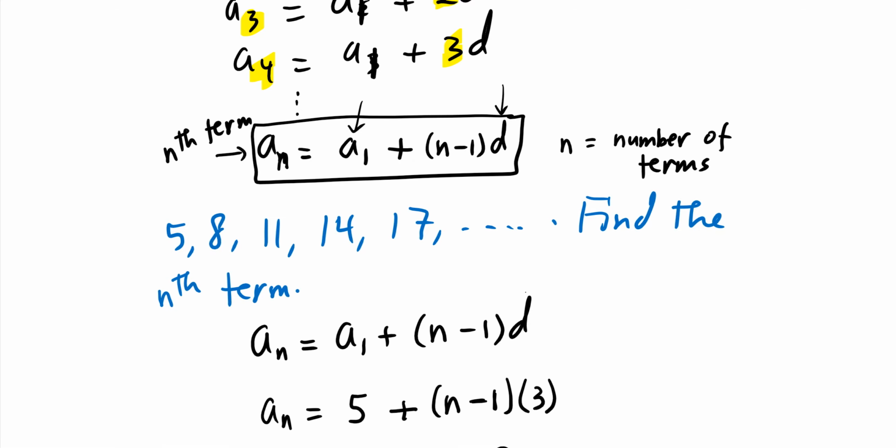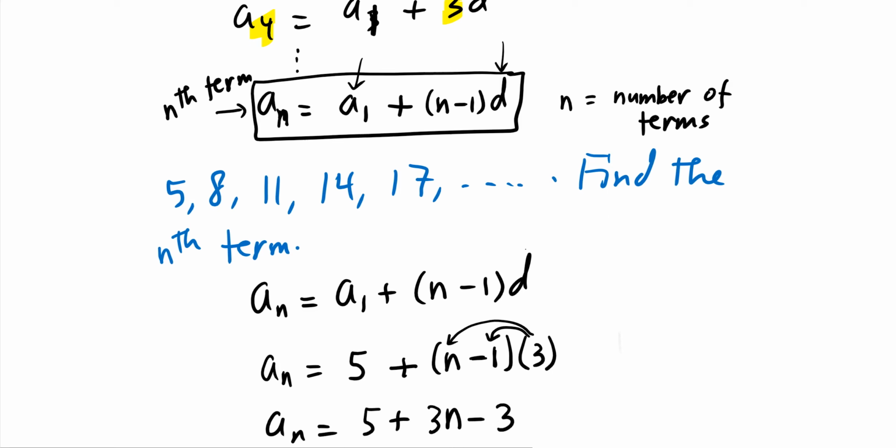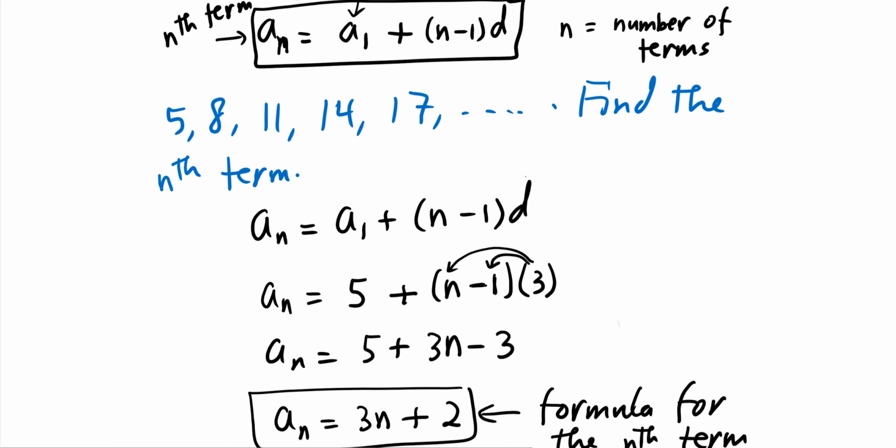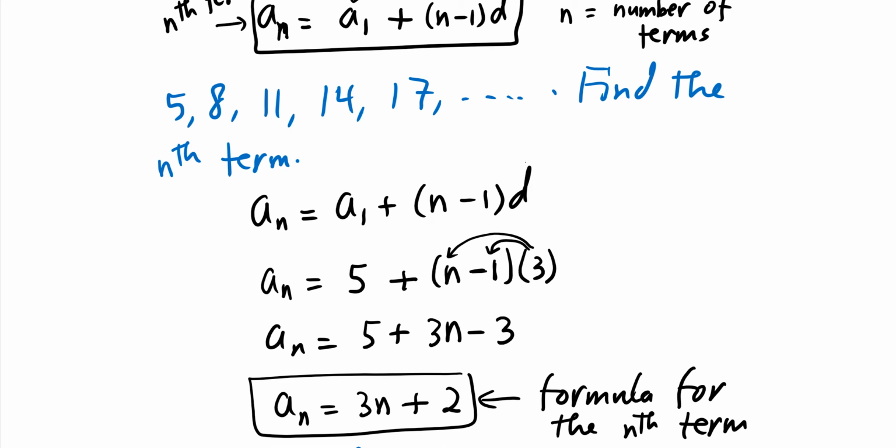And you can leave it like this, but it would be nice to distribute and simplify. So AN is 5 plus 3n minus 3. So that gives us AN is 3n plus 2. So that would be the formula for the nth term. So this will generate all the terms for us. If you'd like to test it out, the fifth term here is 17, right? If you substitute n equals 5 for the fifth term, 5 times 3, 15, plus 2, 17. So that gives us the general formula for the arithmetic sequence.